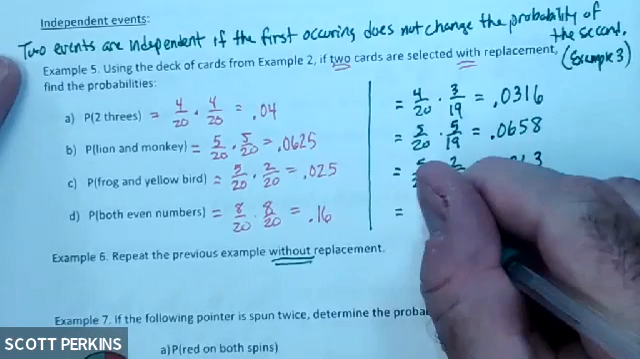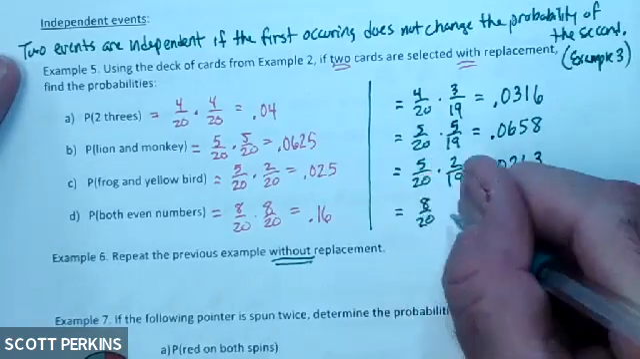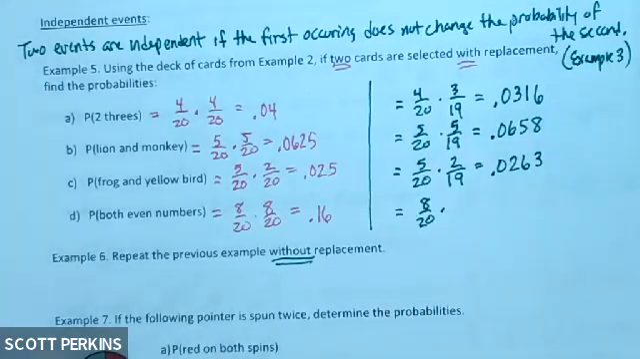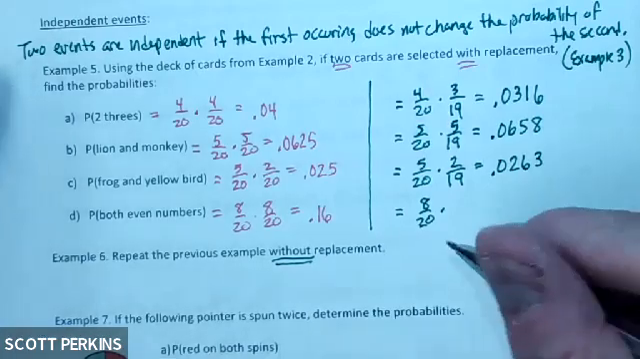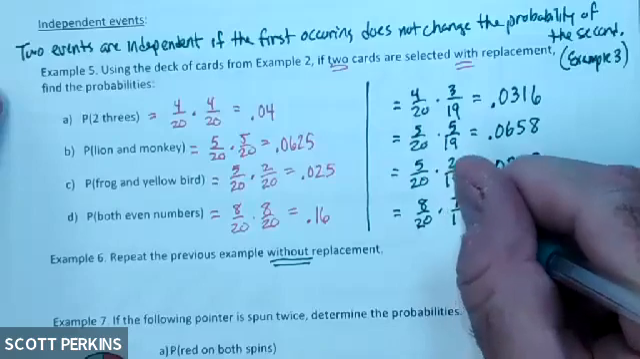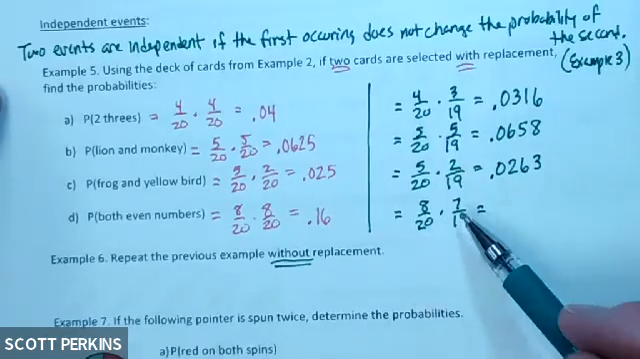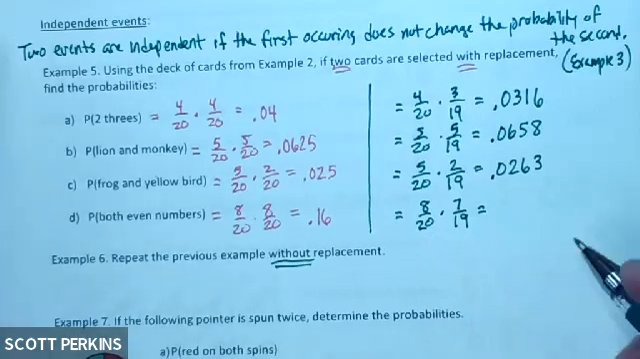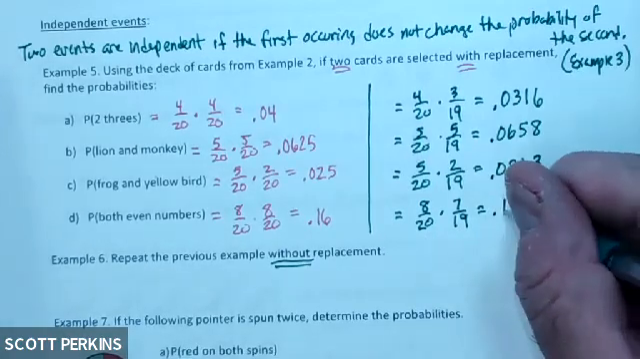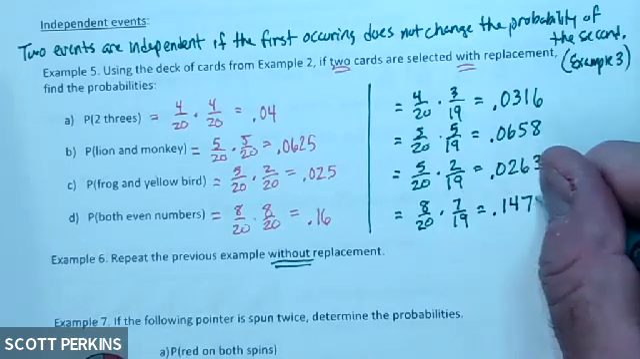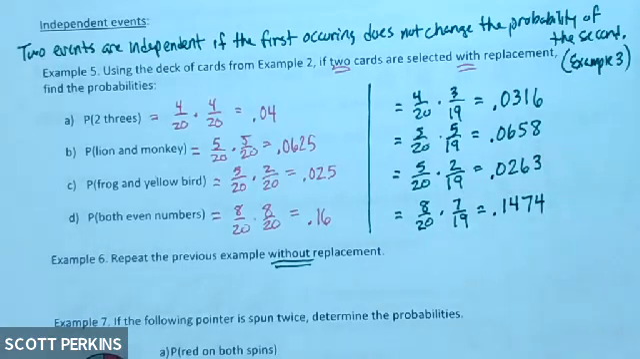And last but not least, both are even numbers. The first one being even is 8 out of 20. Fantastic. Times, and now I'm holding an even number in my hand. What's the probability the next one's an even number? 7 out of 19. So 8 times 7 is 56, divided by 20, then divided by 19, and that turns out to be 0.1474. Everybody feel all right about that?